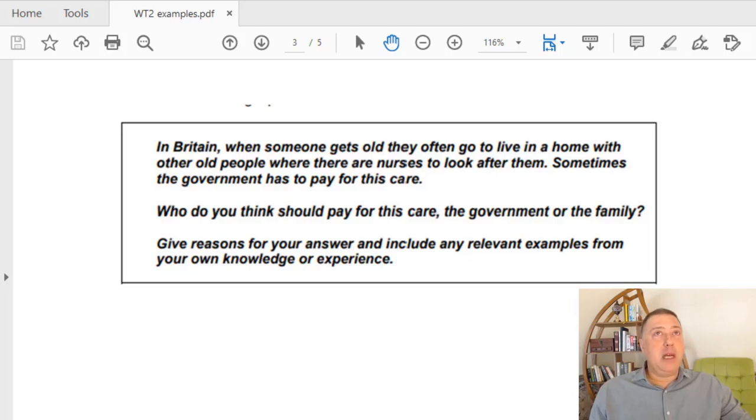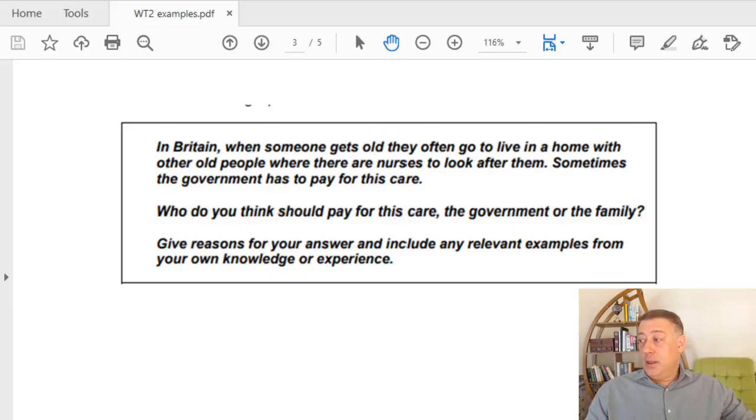Logically speaking, maybe in real life you might have an opinion where you could see both sides. Like, it would be good for the government to pay for the care in these situations and for family to pay for the care in these situations. That's quite difficult to do in 40 minutes and 250 words. So just make your life easier and choose one or the other.